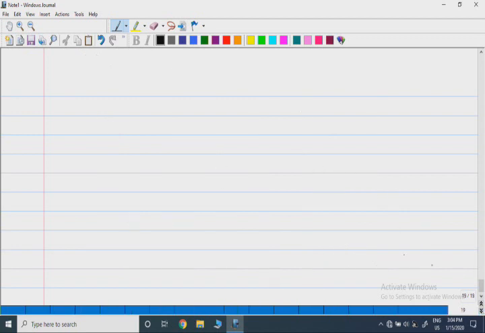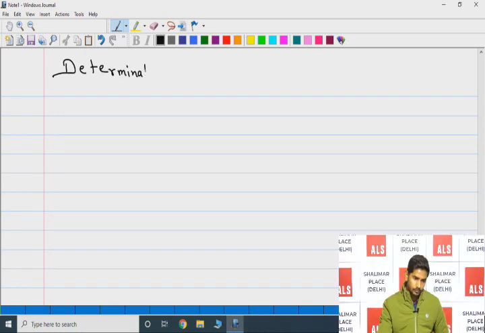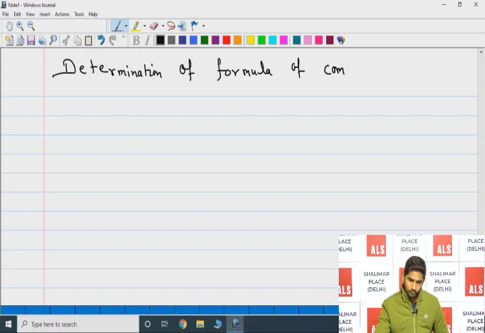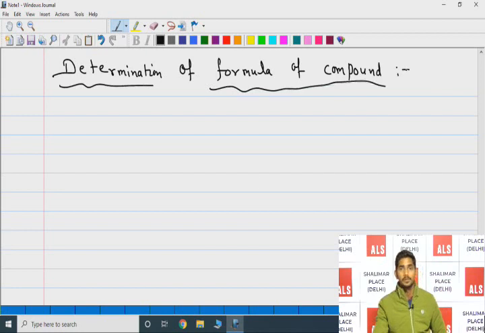Okay, so let's move on. Determination of formula of compound. Guys, just look at your screen. First of all, understand the concept, and after that, I'll give you a few questions to practice.